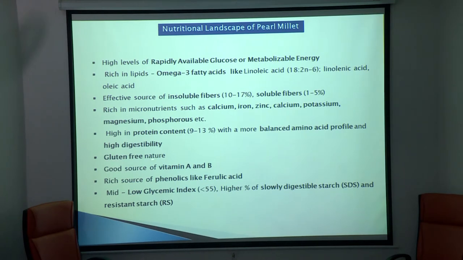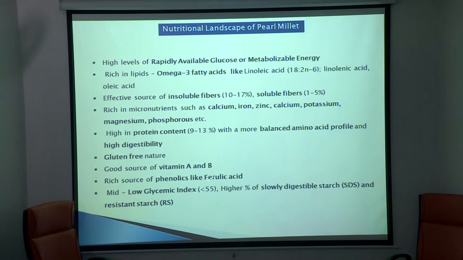Then you see, in case of wheat, when you knead the wheat flour, its dough has a sticky quality, okay? But here in pearl millet, there is no such stickiness. That is because it is gluten free. So the person who has wheat allergy, like in celiac disease, for that also this pearl millet is an excellent crop because it is gluten free.